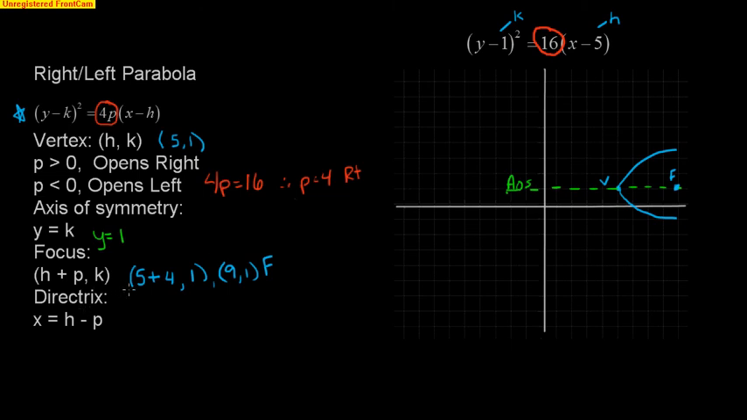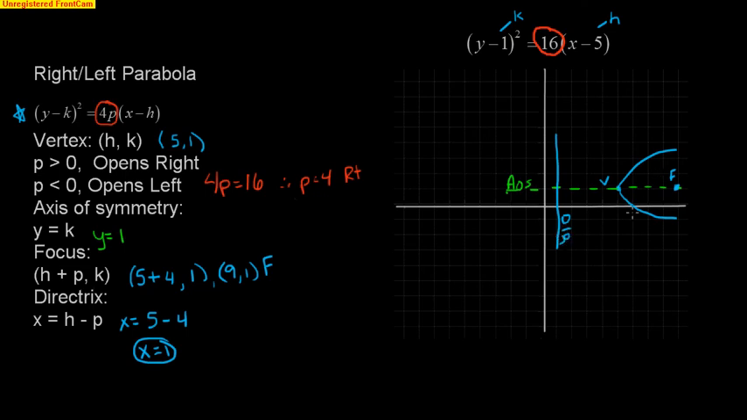Directrix, again, perpendicular. Now this is going to be a vertical line instead of a horizontal line because it's sideways. So I'm going to have X equals H, and again H was 5, minus P 4. So X equals 1 is our directrix. So that's a vertical line at X equals 1. So that's right here. And that is our directrix. And we label that DIR.